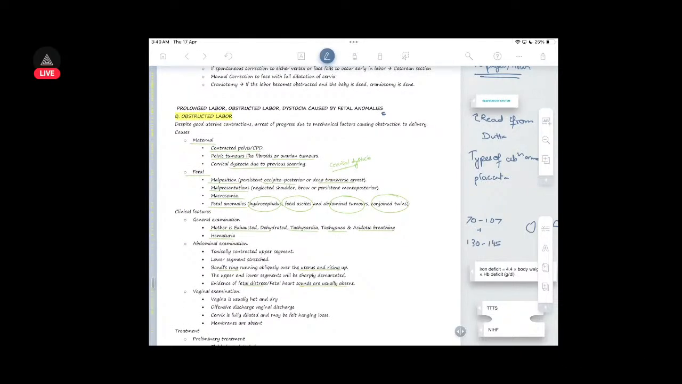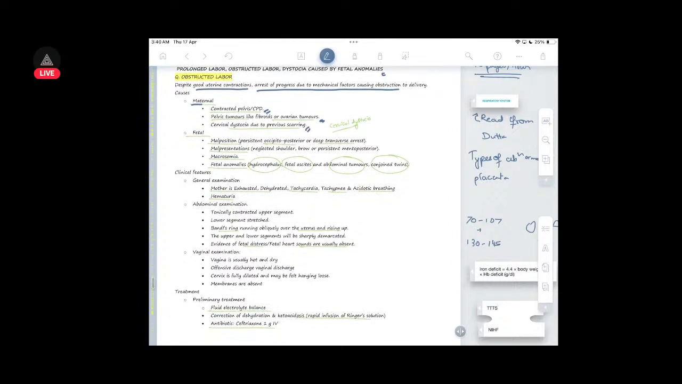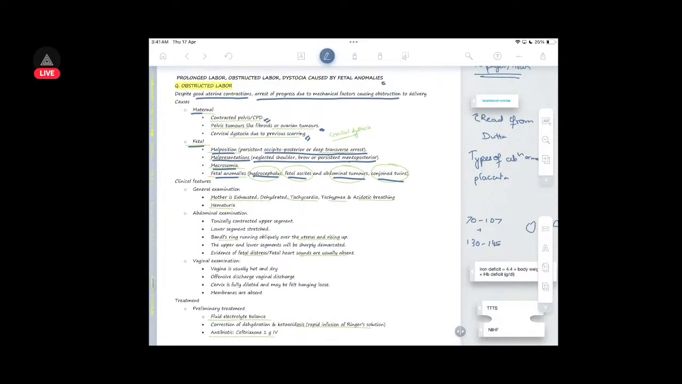Okay, so obstructed labor is, despite good contractions, arrest of progress due to mechanical factors leading to delivery failure. Caused by maternal factors, like CPD will be there. Most common are pelvic tumors like ovarian and fibroids, and cervical dystocia due to previous scarring. Fetal causes: you have malposition, occipito-posterior, deep transverse arrest, malpresentation, neglected shoulder, brow, or persistent mento-posterior position, macrosomia, fetal anomaly, cyclops, fetal ascites, tumors, conjoined twins. All of them cause obstructed labor.